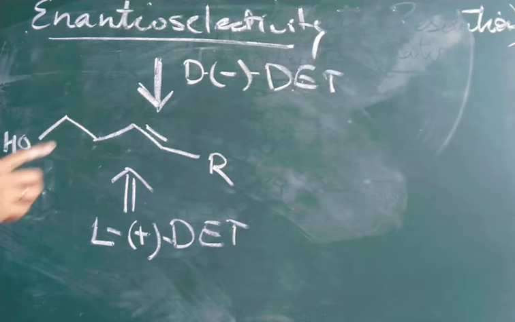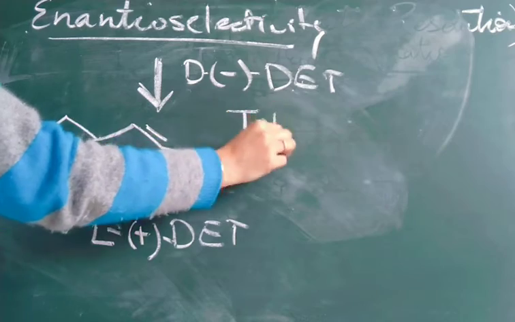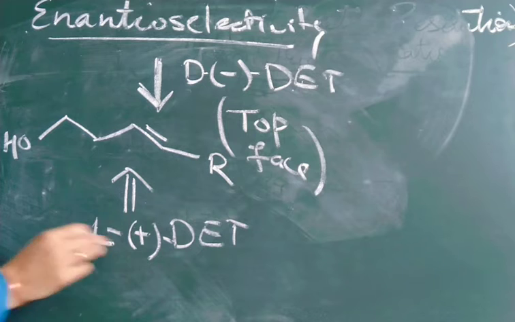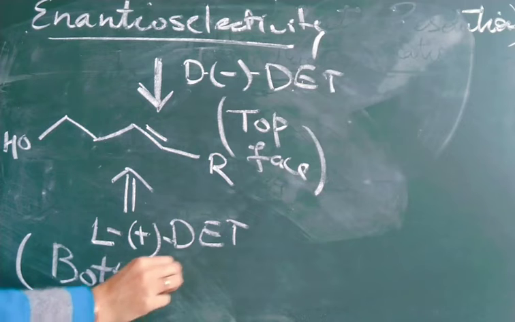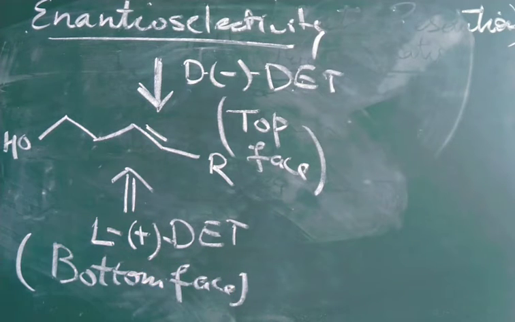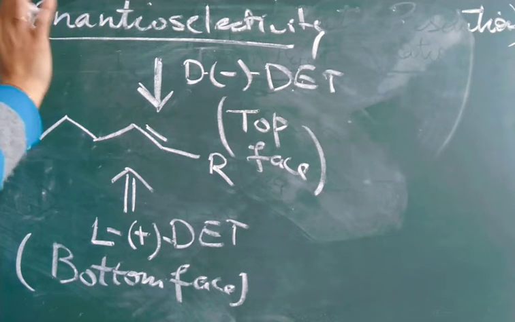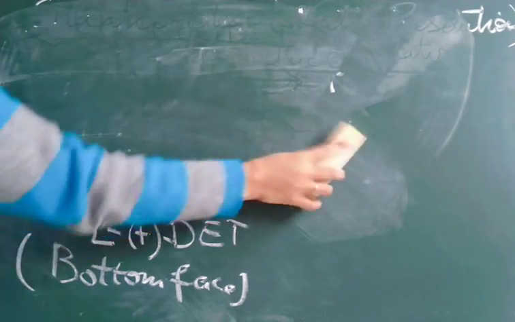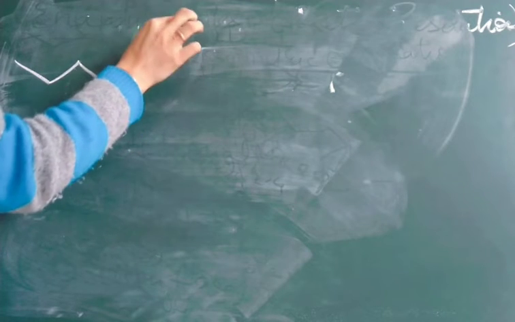Okay, so what will happen when dextrorotatory is there? The oxygen will deliver on the top face. Get it? And when levorotatory is there, the oxygen will deliver on the bottom face. Fine. This is about the enantioselectivity of epoxidation, asymmetric epoxidation. So let's take one example over here. See what happens. Any allylic alcohol I am taking, you just write anyone, whatever you like.